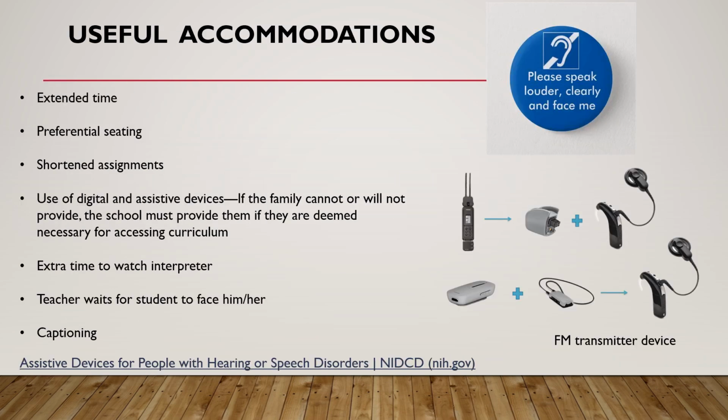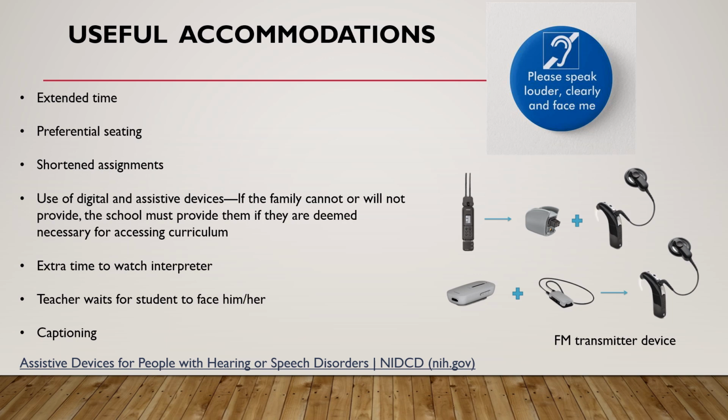So finally, you'll see some useful accommodations for deaf or hard of hearing students. Some of these are the same accommodations that we would give to students with other disabilities: extended time, preferential seating. And the preferential seating is important because the child needs to be close to the teacher, especially if they're trying to read lips. Shortened assignments, because it takes longer to understand the content and what's being said if you're having to go through an interpreter or use some sort of technology. The shortened assignments will make the work a little bit more accessible to these students.